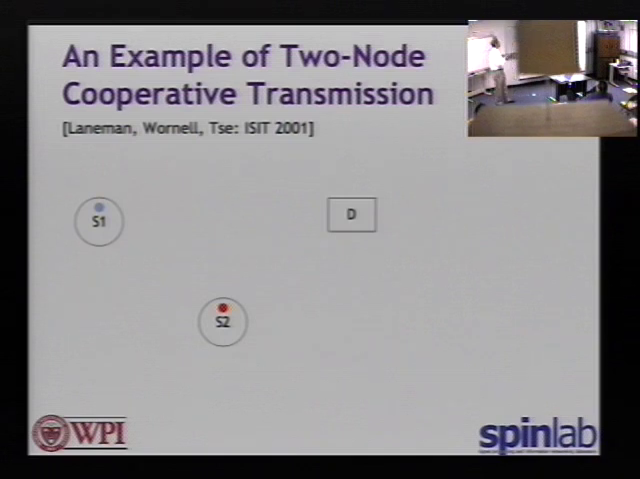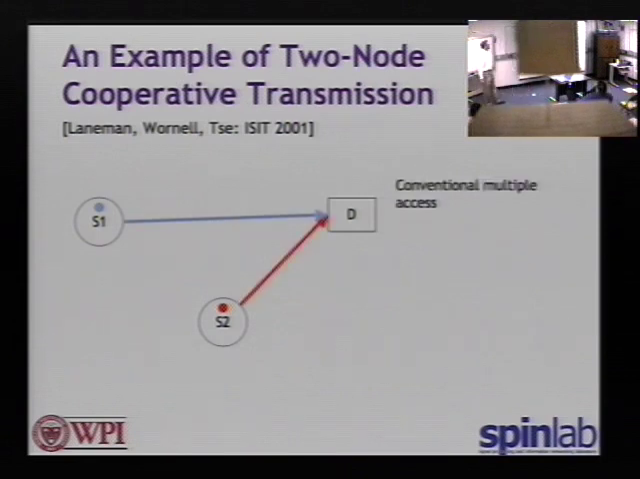Just so everybody knows what I'm talking about, let me give you an example very quickly of a two-node cooperative transmission. In this example, I've got two sources, and they both want to transmit some information. I represent the information by a colored dot. Source one would like to transmit some blue information to the destination, and source two would like to transmit some red information to the destination. Conventional multiple access would divide up the frequency space, or use some code division multiple access. Both sources will transmit their information to the destination, and the destination will form a sort of hazy picture of what that information is. The information is going to be corrupted by some noise, and that's basically where the story ends in conventional multiple access.